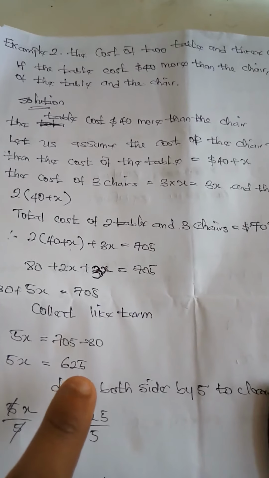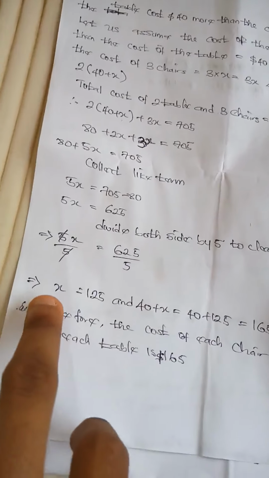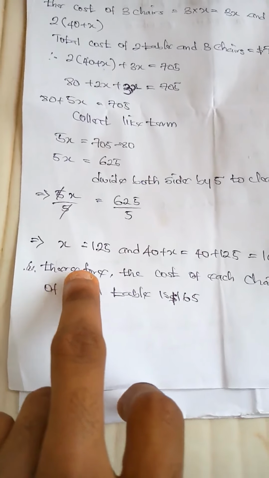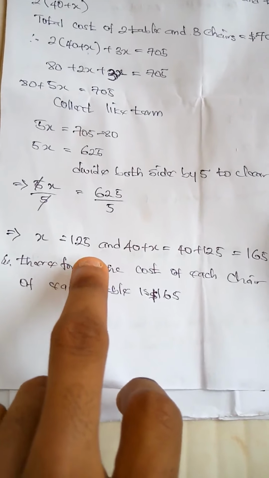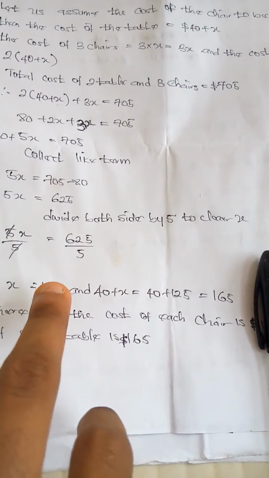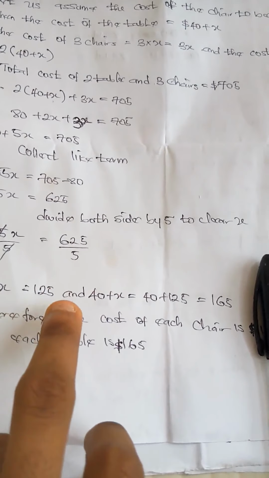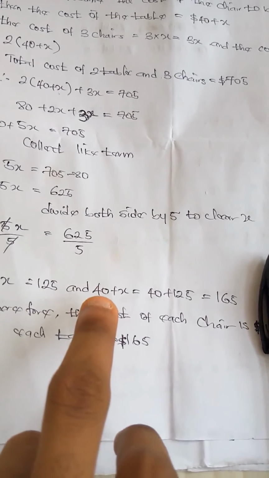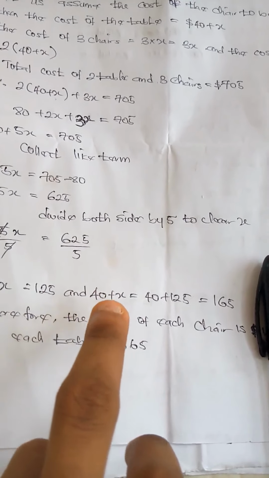Now to clear x, we divide both sides by 5. 5 goes in here, it gives us 1. 5 goes in here, it gives us 125. So our x is equal to 125. So the amount for our chair is 125 dollars. To get the amount for our table, 40 plus 125 gives us 165. So therefore, the cost of the chairs is $125, and that of the table is $165.